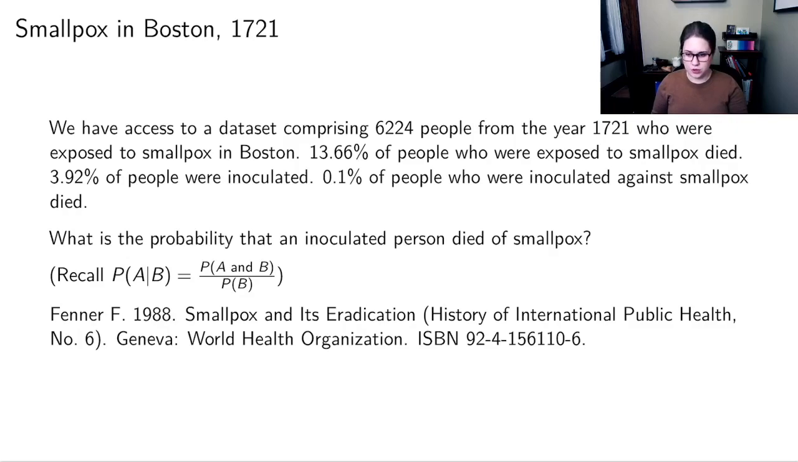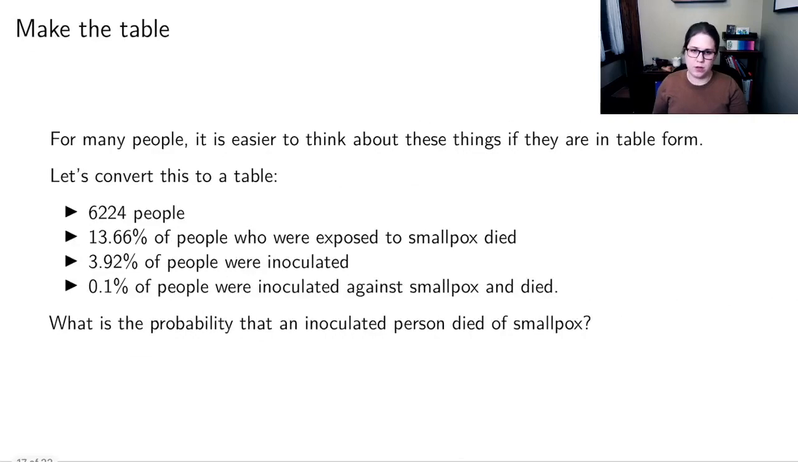So you could use the equation, the P of A given B is P of A and B over the probability of B. But for most people, it is easier to think about these word problems if they're in table form. So this is how I always begin, I try to convert to a table. This problem is nice because it's given you the total number of people. Sometimes they don't give you a total number of people, and then you can just pretend that there were 100 people or 1,000 people or something, and use that to do your multiplications.